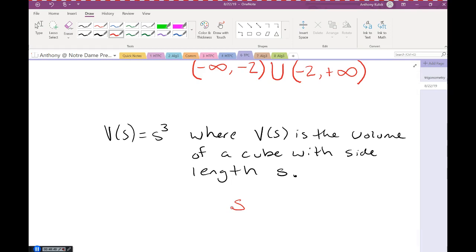Just 1 second. Let's answer this question. It's a side length, right? Okay, you're real close. It can't be negative, right? It could be less than 1 still, but it has to be greater than 0. So we would say that.